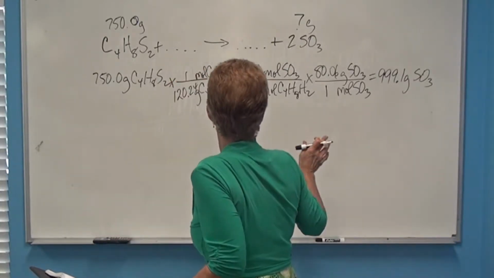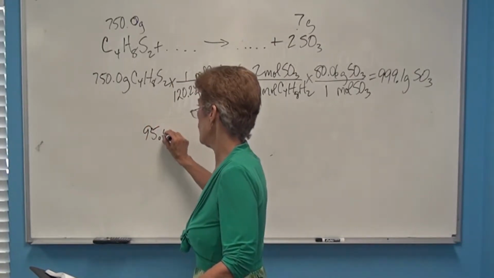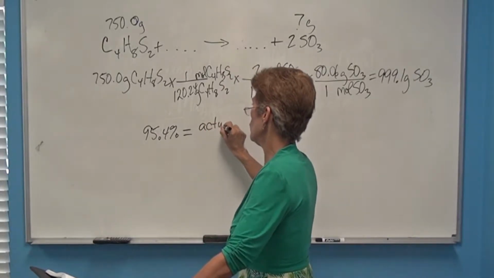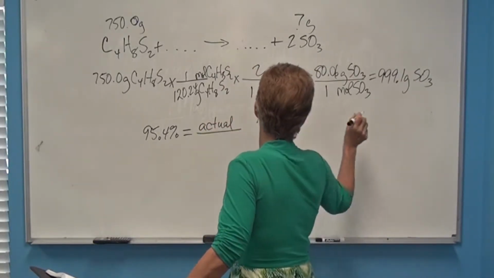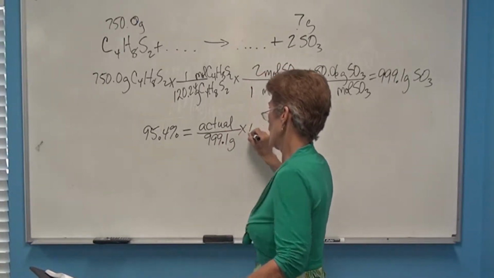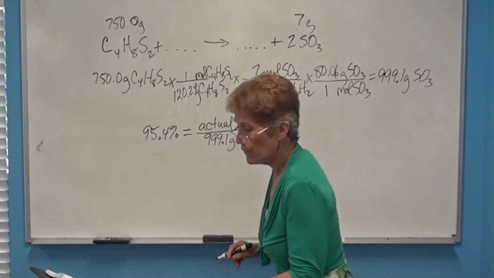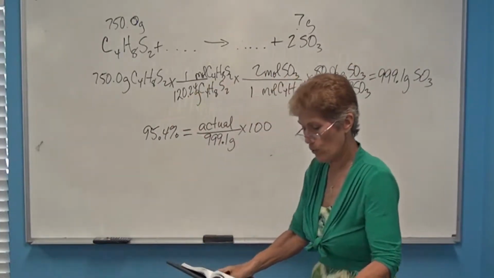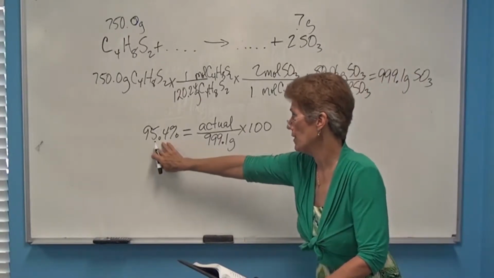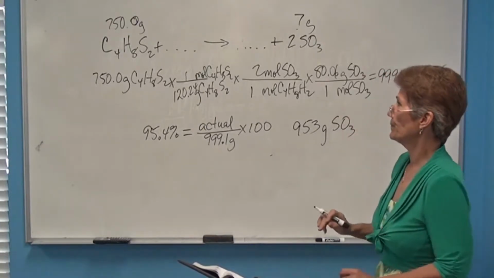Let's figure out what she got. We know that she got 95.4% yield. We are looking for her actual. We have the theoretical. And so that's how we figure it out. And that gives us an actual yield of 953, 3 significant figures, grams of sulfur trioxide.